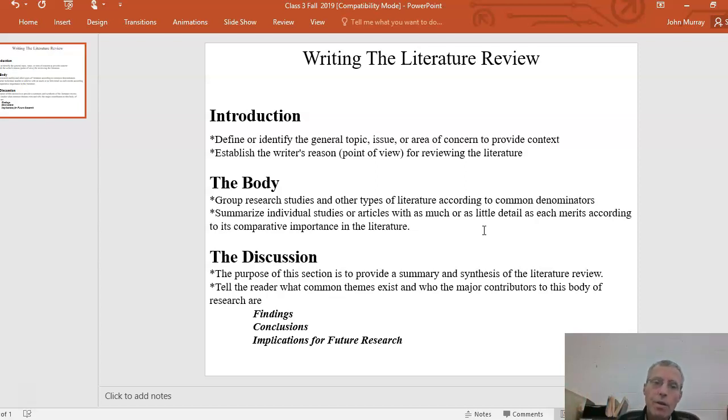Regardless of how big or small the literature review is, you want to have something at the end that reminds the reader, and summarizes for the reader, what the key points are that you gleaned from that research. As it says here, the purpose of this section is to provide a summary and synthesis of the literature review, tell the reader what the common themes are that exist, and who the major contributors to the body of research are. These are just some potential ways to group that. You summarize the findings, the results that people found, summarize their conclusions, and then maybe point out some things that need to be done next for this field.